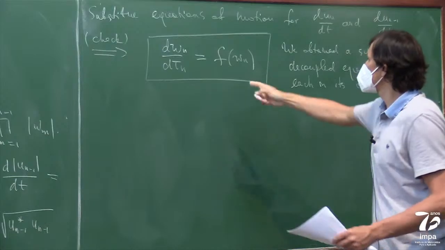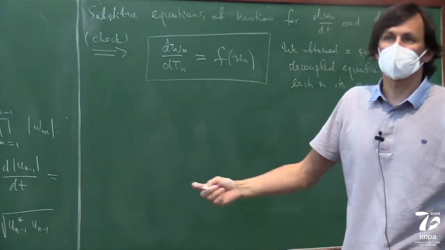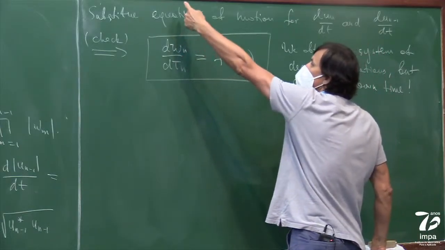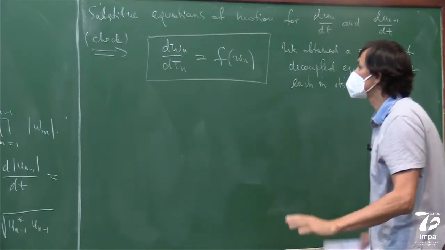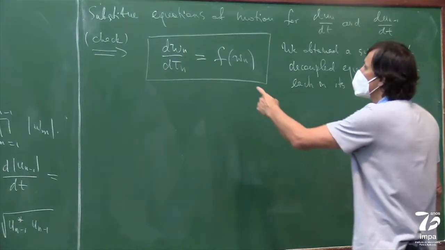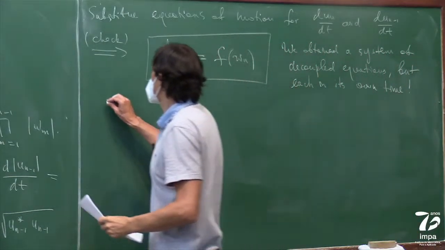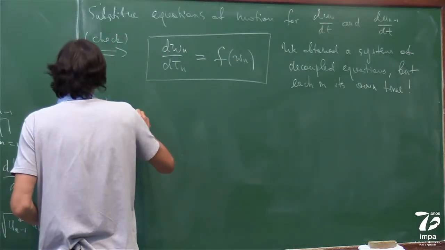So you see that all equations are decoupled. For each n it is the same equation, and they are not coupled. There is no n minus 1, there is no n plus 1. It's just decoupled equations, but each in its own time, and the times are coupled.